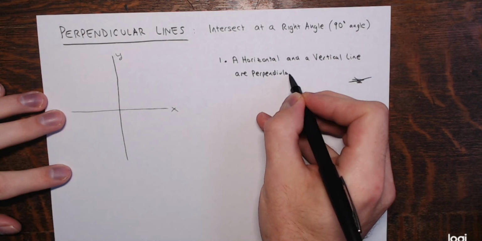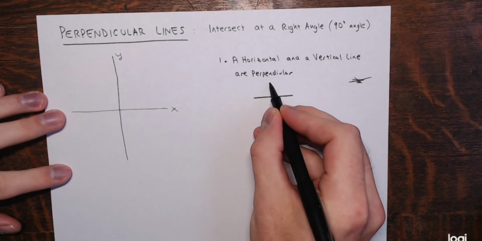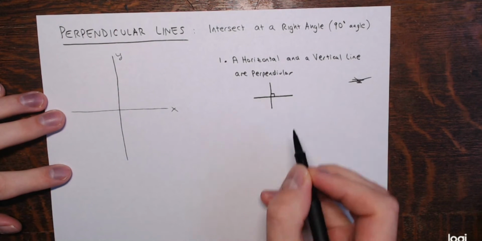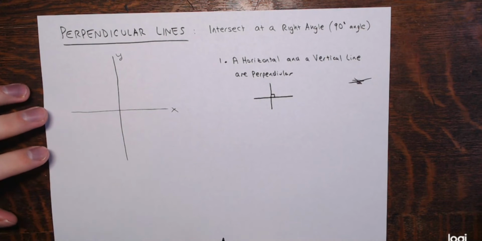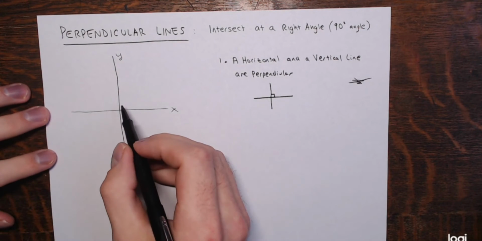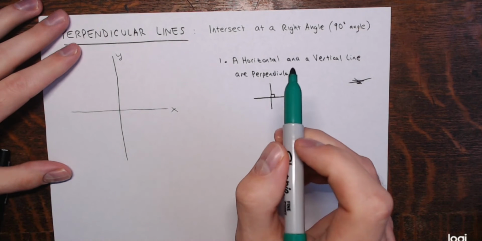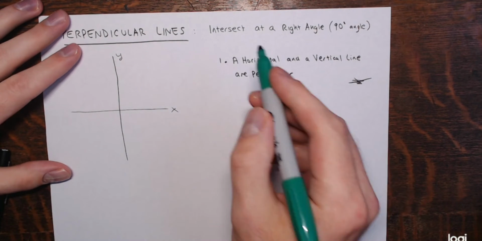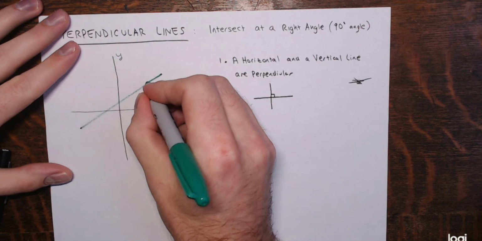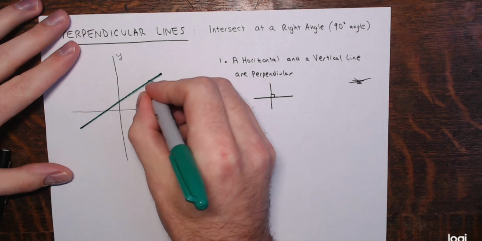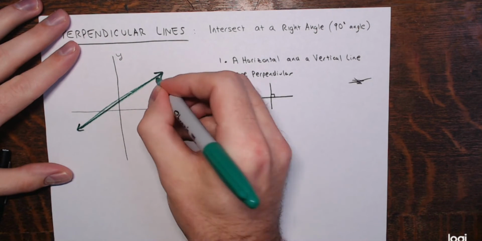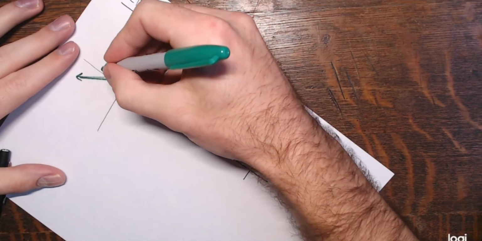Right? If one's horizontal, one's vertical, they're going to meet at a 90-degree angle. All right. So that's one case. But not every line is horizontal. Not every pair of perpendicular lines is horizontal and vertical. I mean, we could have a line like this, and then another line that meets it at a 90-degree angle, say here.